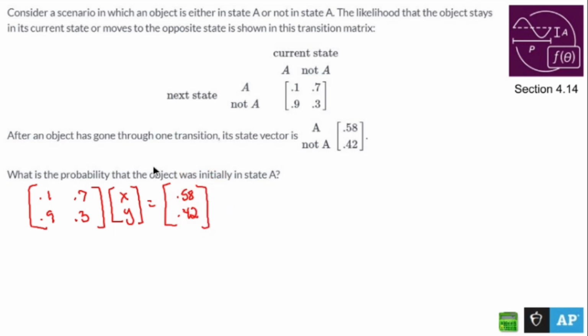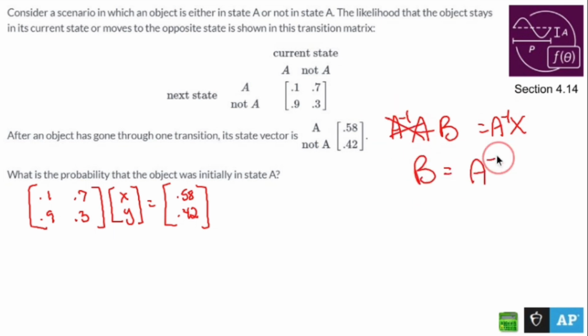Now, this is one of those situations where I'm given something that looks like A times B equals X. And so what I need to do is take the inverse of A, multiply it to both sides so that it crosses out, and then B equals A inverse X. Since I'm allowed to use a calculator for this one, that's exactly what I'm going to do. I'm going to call this one A, and this one X, and find out what A inverse times X equals, and that will help me come up with an answer.